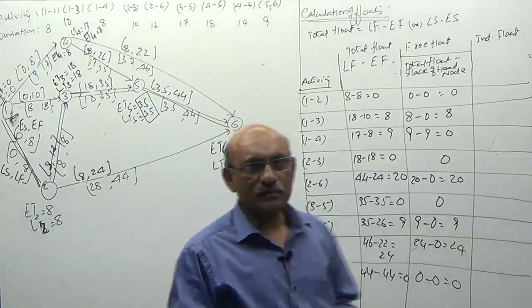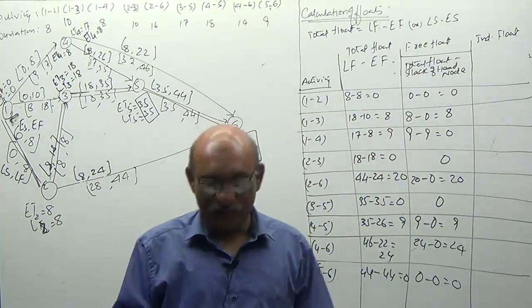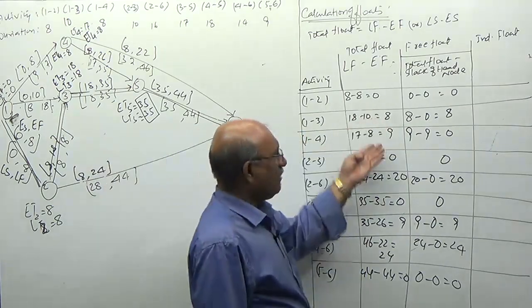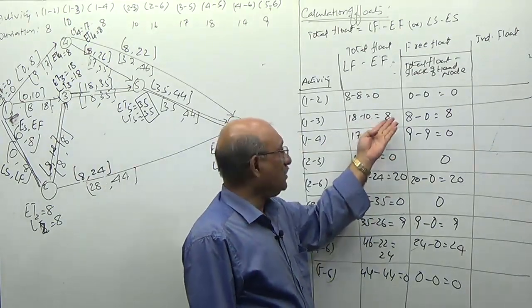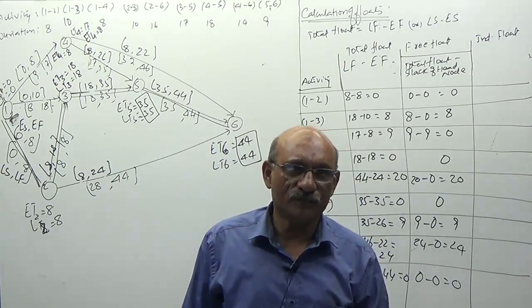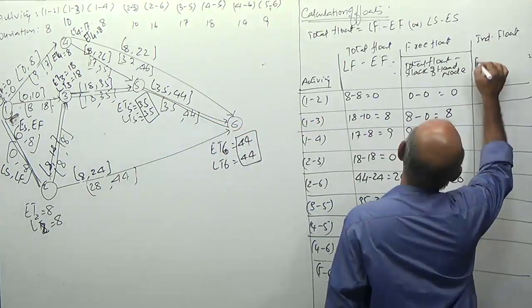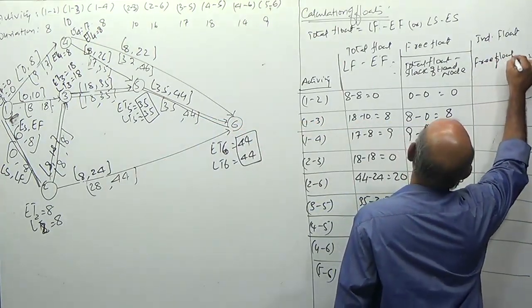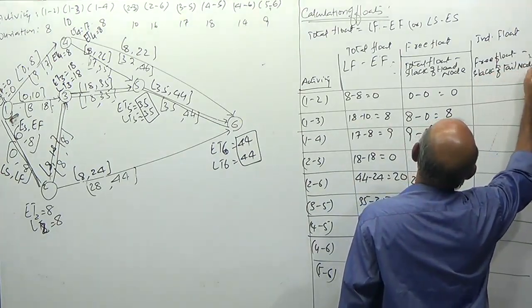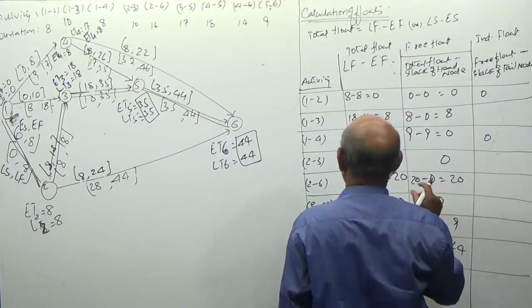Okay. Total float will tell you the total free time available. Free float will tell you, out of this many days, how many days of free time it can use for itself. That is what we calculated. Independent float is equal to free float minus slack of tail node. For a critical path activity, it is 0, sir.